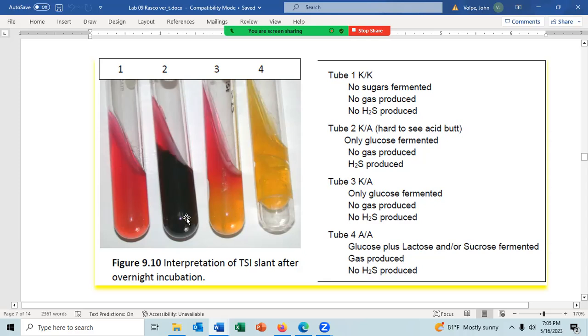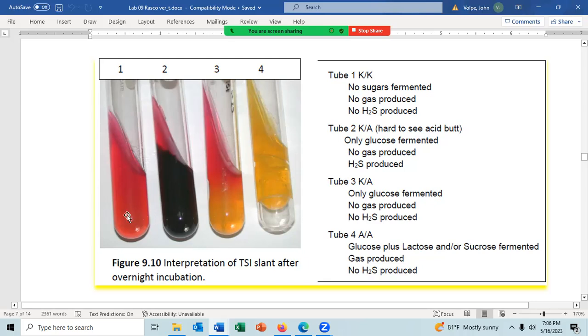All right, in tube two, we see that the slant is red, so we know only the sugar glucose is fermented. And you can't see it because it's black on the bottom, but if it's black, you can assume the sugar was fermented, because whenever it's black, you always have the sugar being fermented. You can just take it as a rule of thumb. So this would be yellow if you could see it. You just can't see it. So glucose is fermented. There is no gas being produced because there's no breaking of the agar. There's no bubble. And then it's black, so hydrogen sulfide is being produced. Any question about any of that?